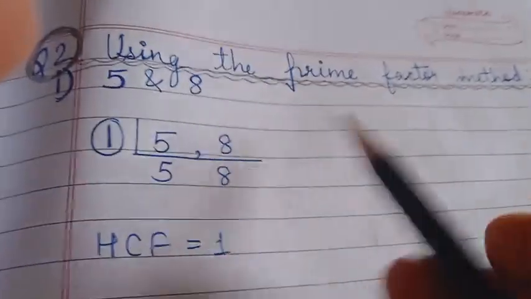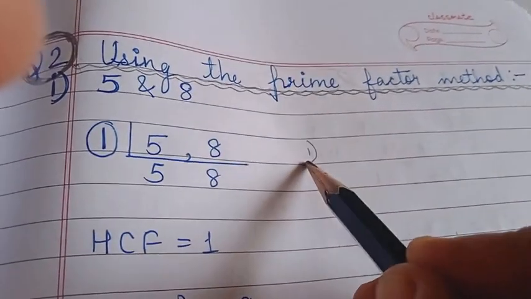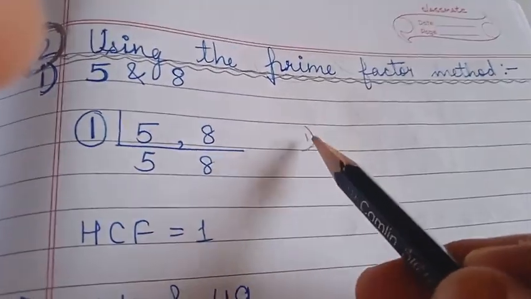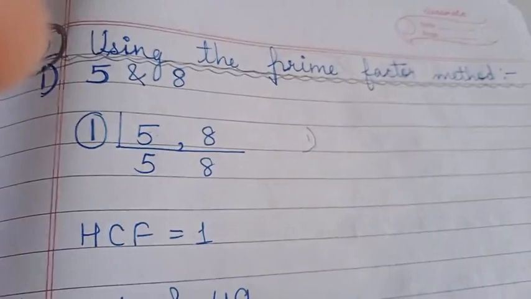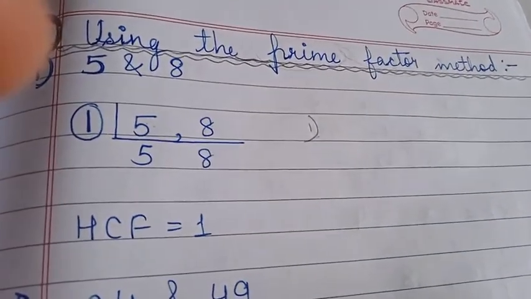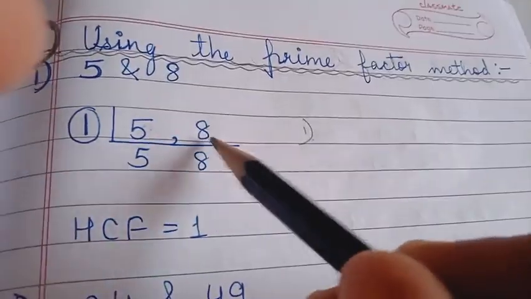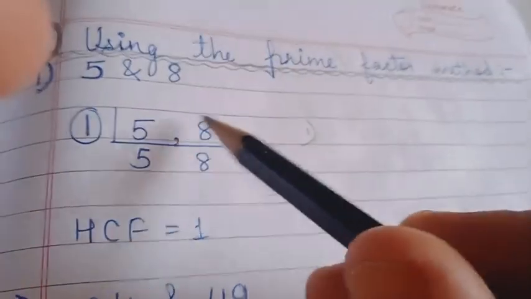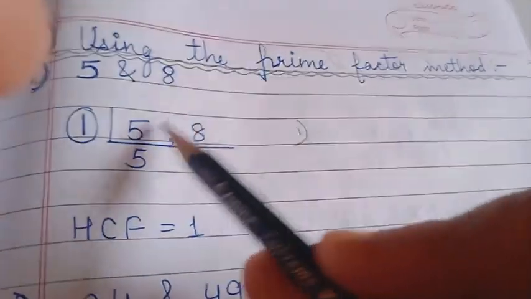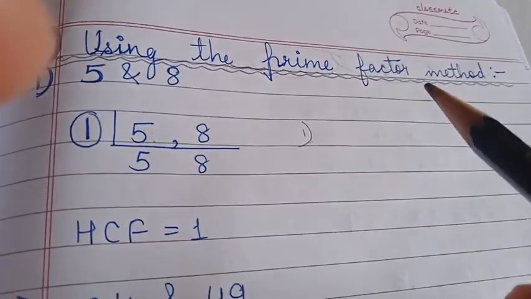5 and 8. Ask the first question to yourself: which is the table in which these two numbers come? 5 and 8 come in which common table?